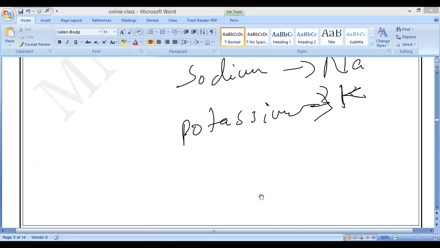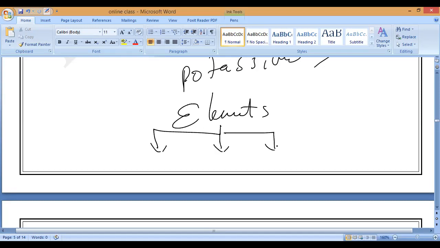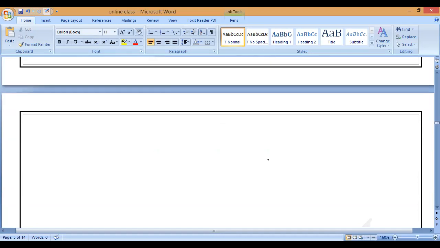Now, are these elements present in solids, liquids, or gases? Can anybody say? In which state are they present? Either solids, liquids, or gases. Yes, sir, they exist in all three states of matter. Some elements are present in the solid state, some in the liquid state, and some even in the gaseous state, for example hydrogen.